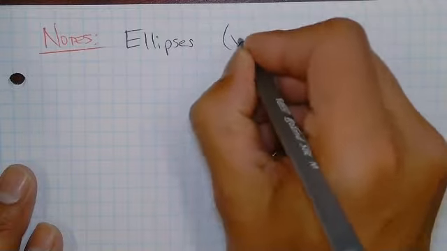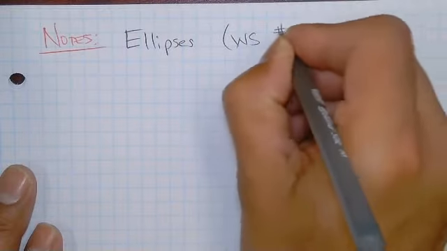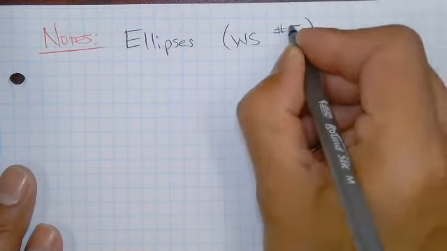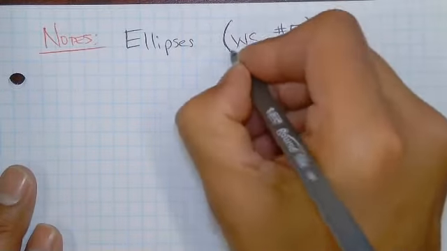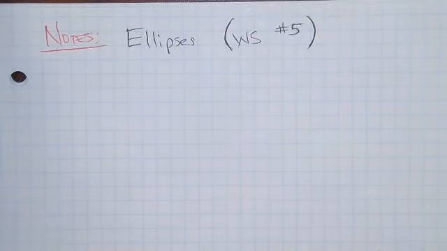Ellipses, this is worksheet 5. And this is where everything, like I said, everything that we learn, you're going to see in these problems. Okay.